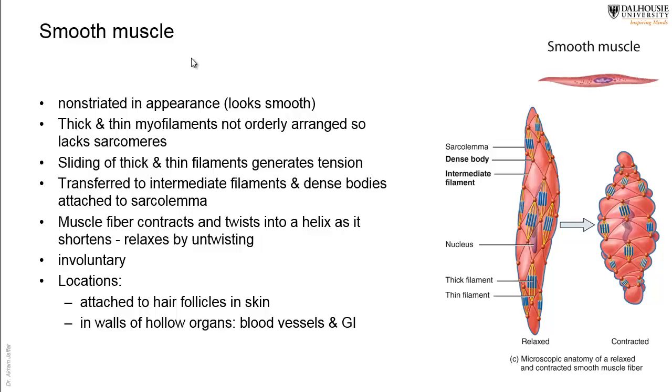When these smooth muscles contract, they will not only shorten, but they will twist around themselves like a helix. And again, they are involuntary. So they are involuntary, same as cardiac muscle, but they are smooth, unlike the cardiac muscle. Cardiac muscle is striated, same as skeletal muscle, but it is involuntary, unlike skeletal muscle.